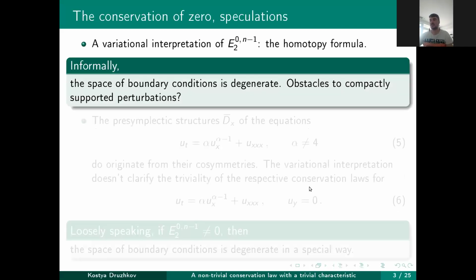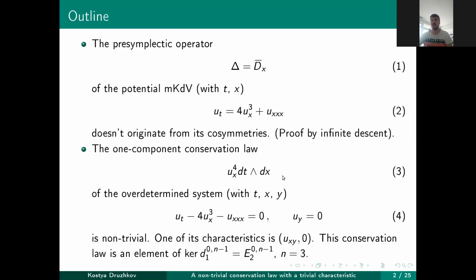Yes, and as you can see, if we interpret x and y as spatial variables and t as time, which seems pretty natural in this situation, then the conservation law describes the conservation of zero. We don't have any reasonable conserved quantity in this case. I mean, we have just zero, which is conserved in some non-trivial fashion somehow.